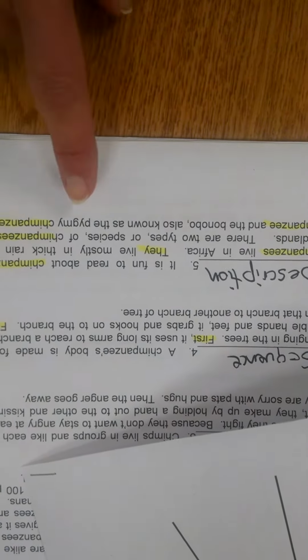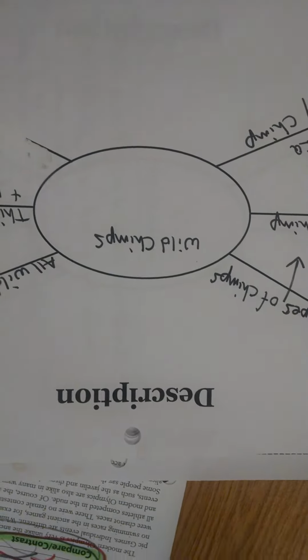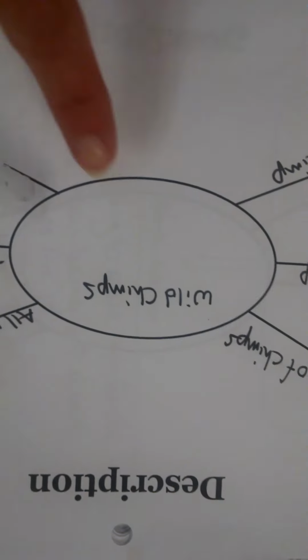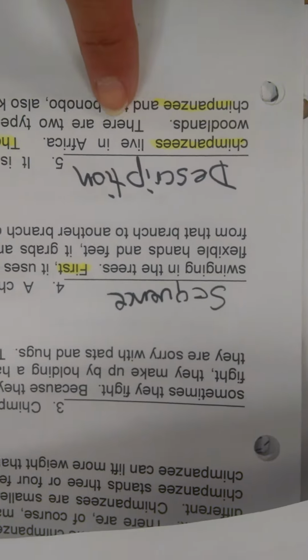So for description, we're going to use this one in our graphic organizer. Using our description graphic organizer, this is all about wild chimps. All wild chimps live in Africa. I'm getting this right from our text. All wild chimps live in Africa. They live mostly in thick rainforests and in woodlands.